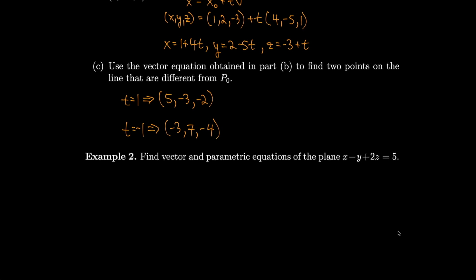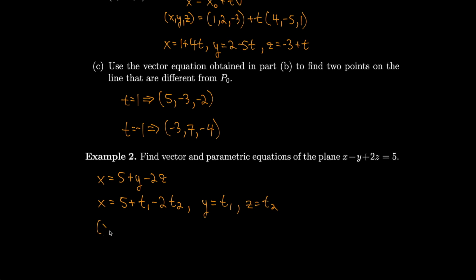How about we find vector and parametric equations of the plane x minus y plus 2z equals 5? Well, we have x equals 5 plus y minus 2z if I solve for x. So why don't I just make y and z parameters? I'll take x equals 5 plus, instead of y, I'll call that t1. And instead of z, I'll subtract 2 times t2. So just subtracting 2z. So I'll get that y is my parameter t1 and z is my parameter t2.